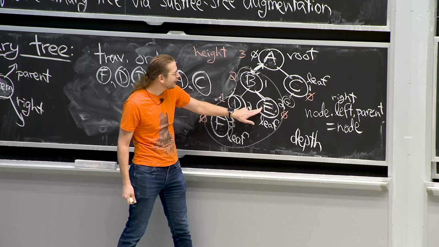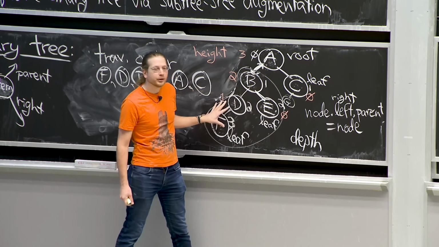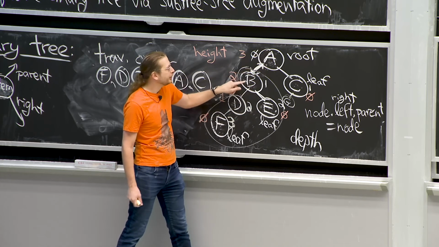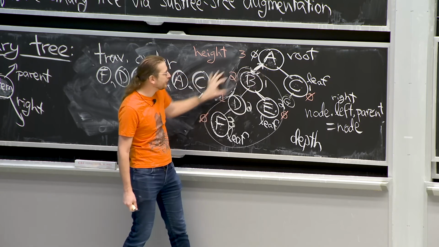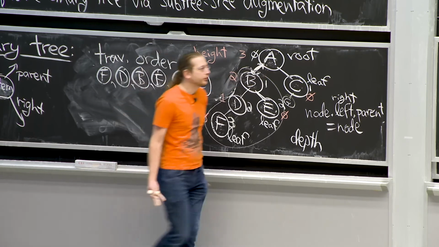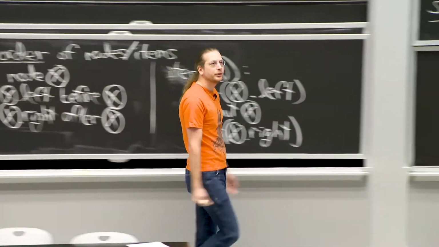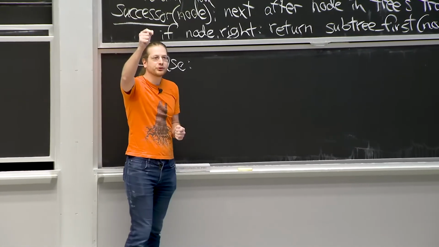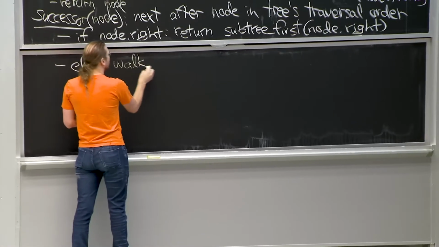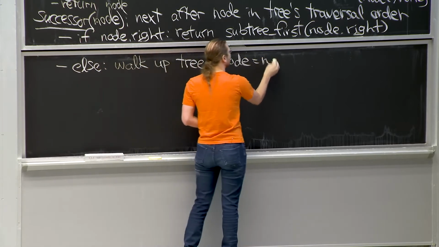What's the successor of E? Well, it's not B because that comes earlier. In fact, all the things in B's subtree come earlier or equal to E. So we have to keep going up. And then it turns out the successor of E is A because this subtree was the left child of A, because B was a left child of A. So the general strategy is walk up the tree until we go up a traversal whose reverse direction would be left. Okay, so walk up the tree. When I say walk up, I mean node equals node.parent iteration.